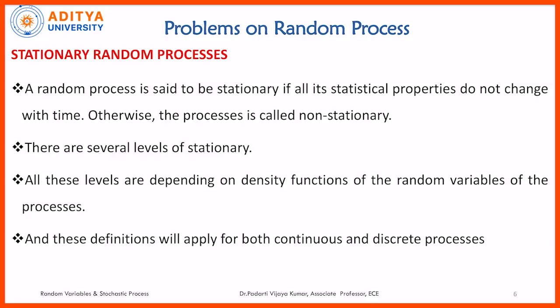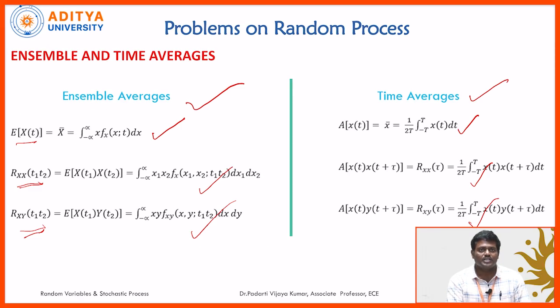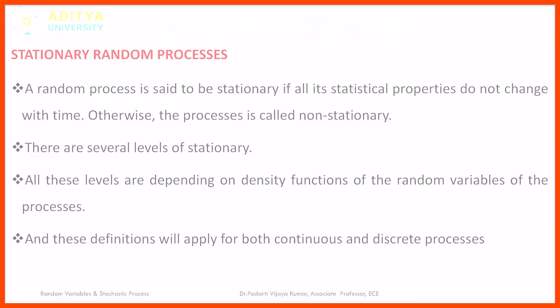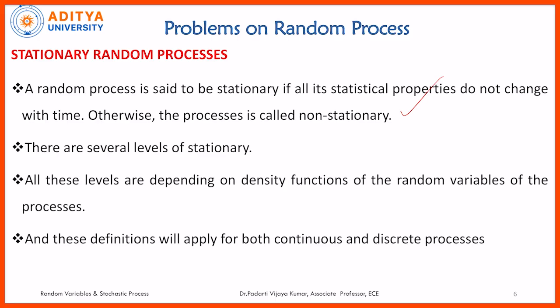The definition of stationarity: a random process is said to be stationary if all its statistical properties do not change with time. Otherwise, we call it a non-stationary random process. In the previous slide, we have seen the statistical parameters: mean, correlation and cross correlation. If these statistical parameters remain constant, we call it a stationary random process. Otherwise, we call it a non-stationary random process.